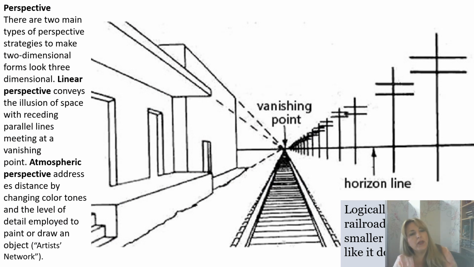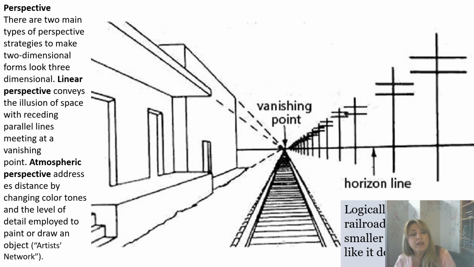Perspective. There are two main types of perspective to make two-dimensional forms look three-dimensional. Linear perspective is where you have a line receding in the distance, and as the railroad tracks go, it gets smaller and smaller and smaller. Now you know that the train on the tracks is the exact same size all the way down. Otherwise, there'd be a problem. But visually, when you're looking at it, it does look like it's vanishing, this vanishing point.